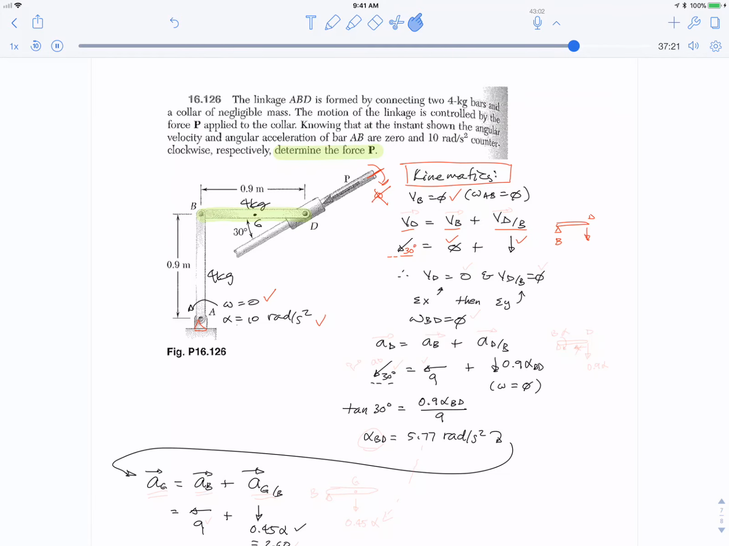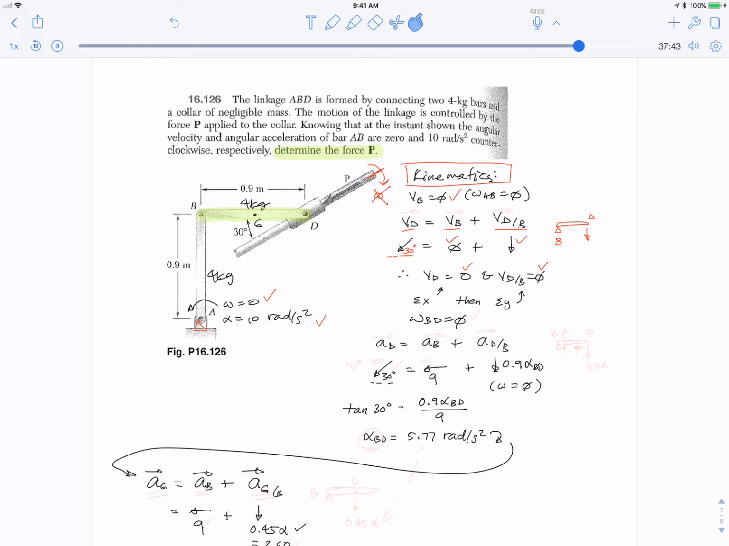So now you look at this vector equation. There is no way for a vector that's inclined at 30 degrees to equal a vector at 90 degrees. I don't care what numbers you put in there, they can't be equal. Well, the only way they can be equal actually is if they're both 0. So immediately we know that V of D is 0 and D relative to B is 0.